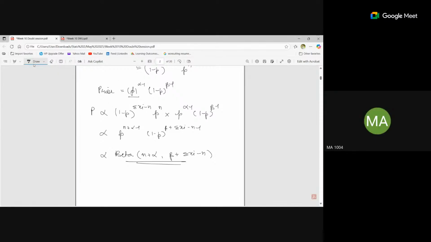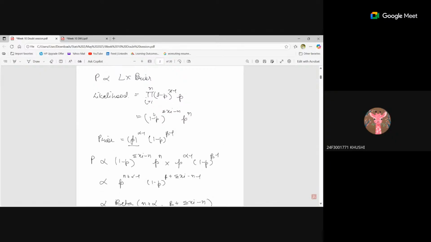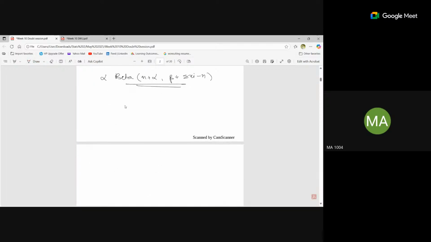Why did we put summation xi and this n, instead of 1? Why did we put n? Let's take it simple. Let's suppose my product is going from i equals 1 to 3, (1 minus p) raised to the power xi minus 1. Now I will put the values of i here, and this is a product. So this will be (1 minus p) raised to the power x1 minus 1, into (1 minus p) raised to the power x2 minus 1, into (1 minus p) raised to the power x3 minus 1.